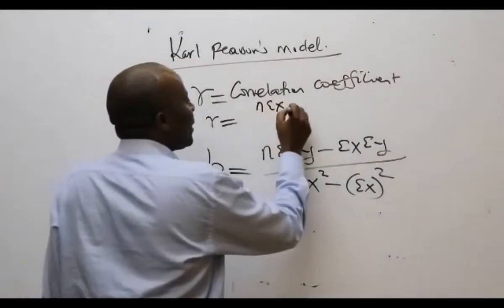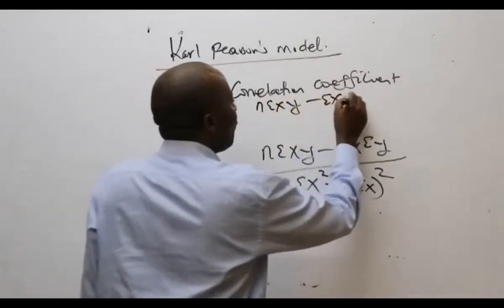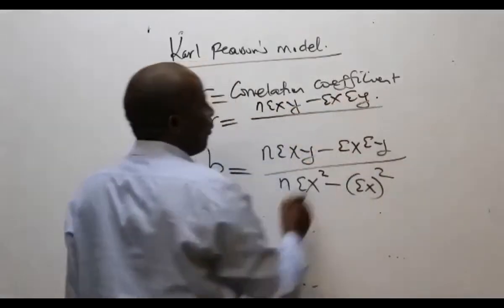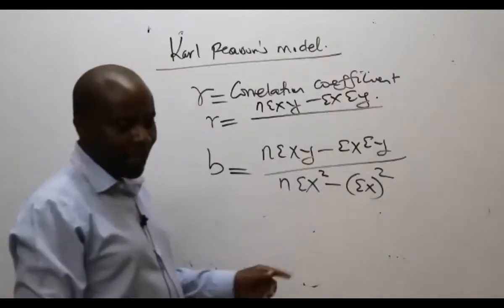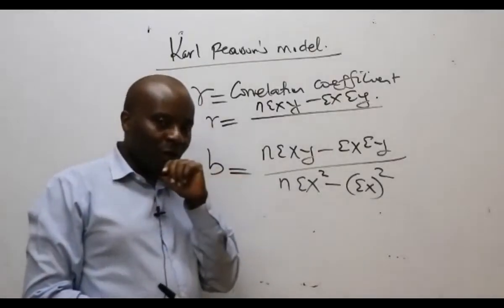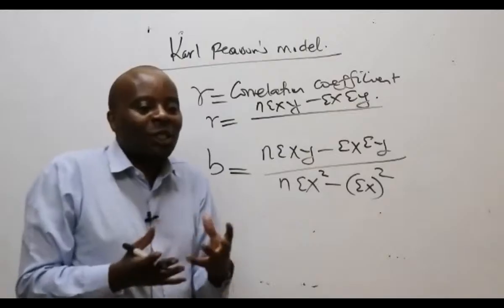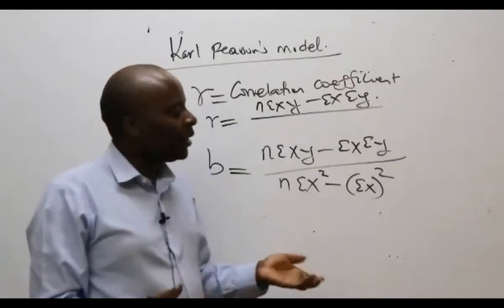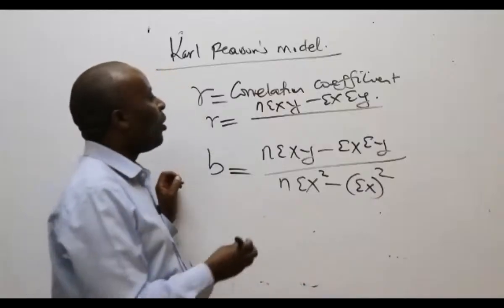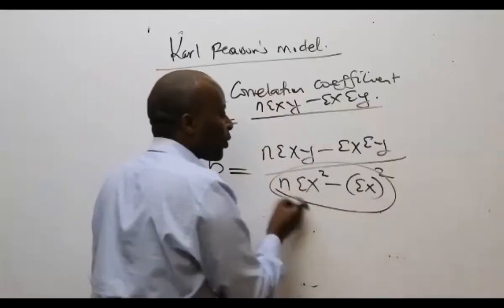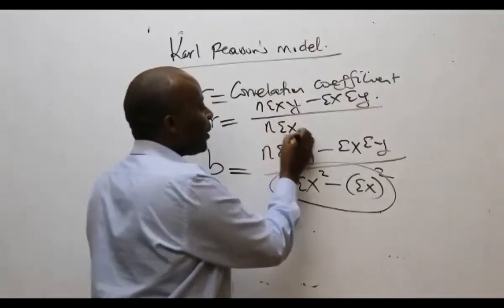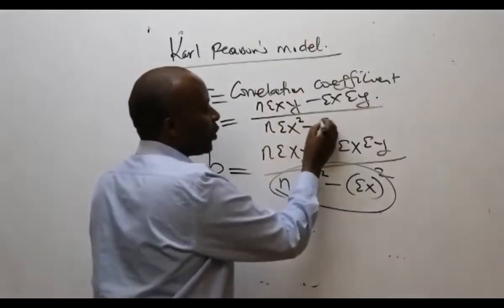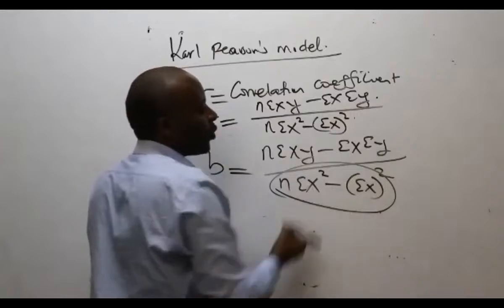So we have here n summation of xy minus summation of x, summation of y, all over. Now, the moment I've taken care of the numerator, there is also a relationship about the denominators. If I understand this, I've understood the entire thing. So for the denominator, I need to copy this: n summation of x squared minus summation of x, squared like that.